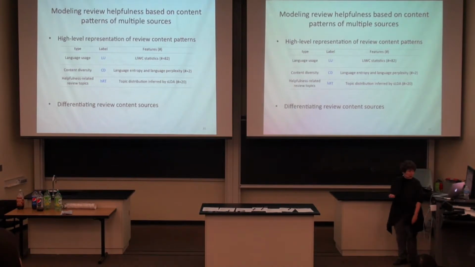So I'll be talking about 3 features that we're going to explore that actually all come from other areas of NLP, but they haven't been used in the area of review helpfulness. And again, there are 3 different categories: language usage, content diversity, and topic modeling. These are the labels you'll be using in the tables, and each of these consists of a variety of features which I'll go into detail.